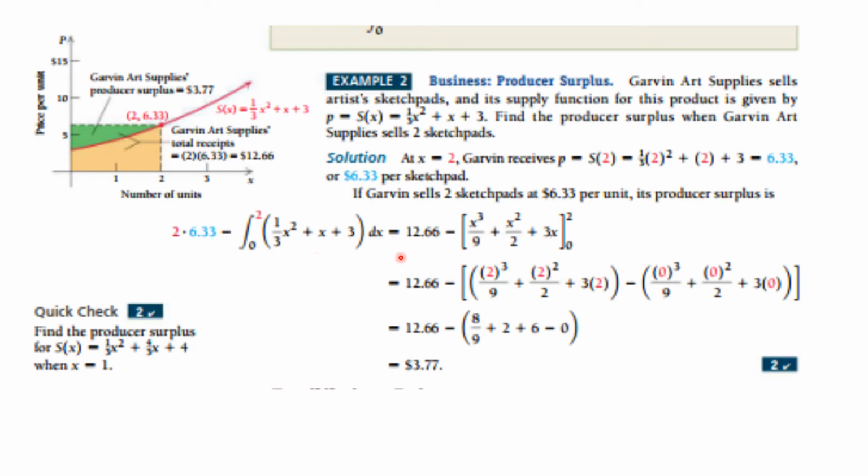0 to 2, and that's going to be 12.66 minus, and here we add 1 to the exponent and divide by the new exponent in each case. Evaluated at 2 and subtract off at 0. Here we're evaluating at 2, and here we're doing 0. And notice that we have to be careful with our signs because this is a minus times a minus. You do the calculation and you'll get that the producer surplus is $3.77.